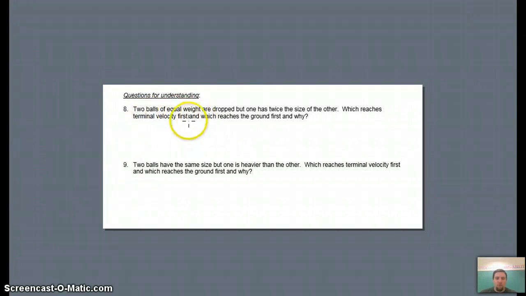Two balls of equal weight are dropped, but one is twice the size of the other one. So we have a situation here. We have two balls, one large one and one small one. We'll say ball 1, ball 2. They have the same weight, so the F_G for both of them is going to be the same. So these are equal to each other. Which one reaches terminal velocity first, and which one reaches the ground first, and why?